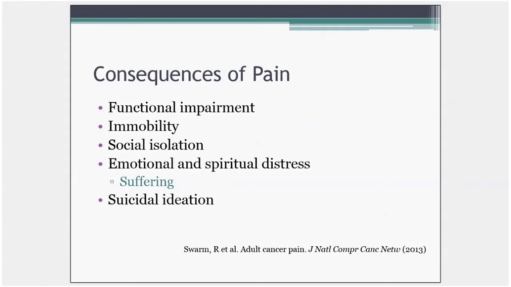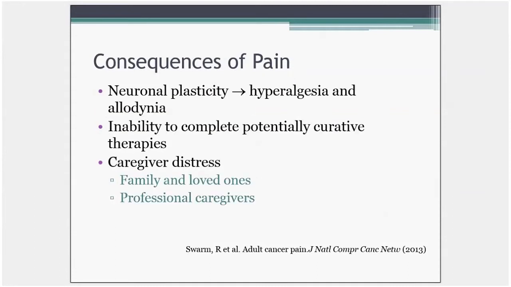And there are some suggestions that this can also lead to suicidal ideation. So at the end of life, it's crucial that we try all options available. And with complicated pain, this may entail multimodal therapy, various pharmacologic therapies, and non-pharmacologic therapies.